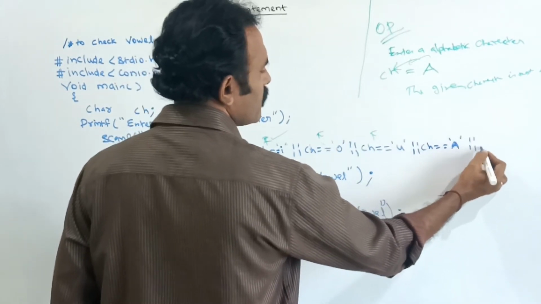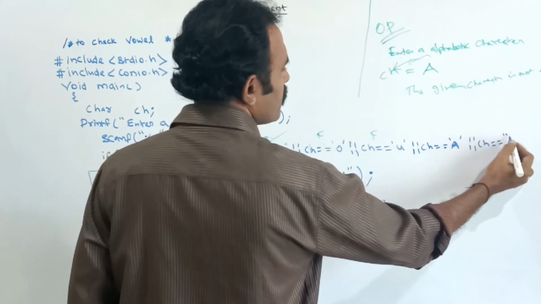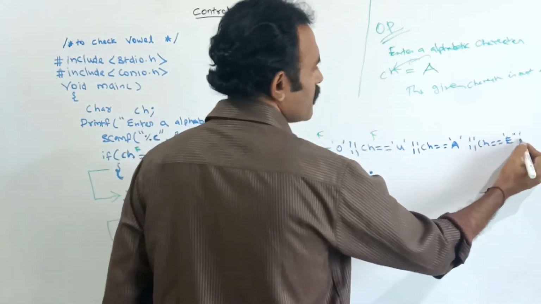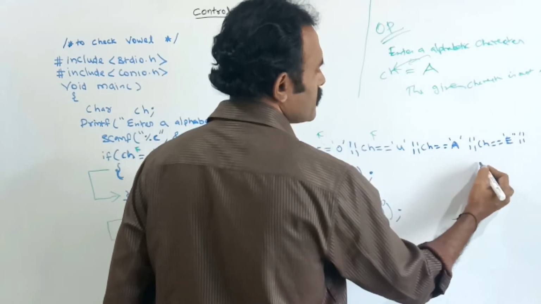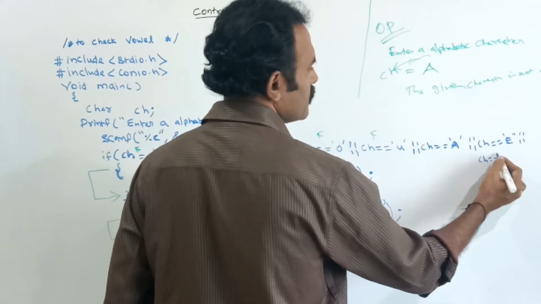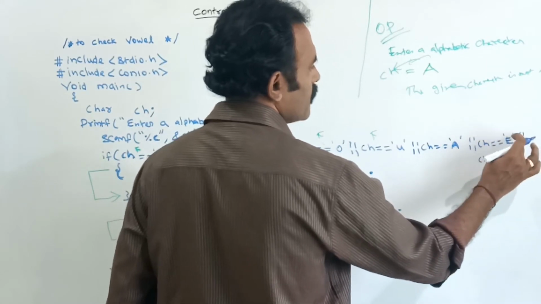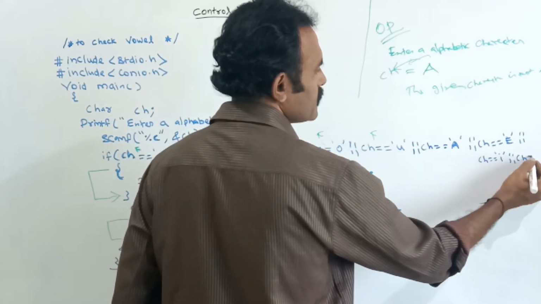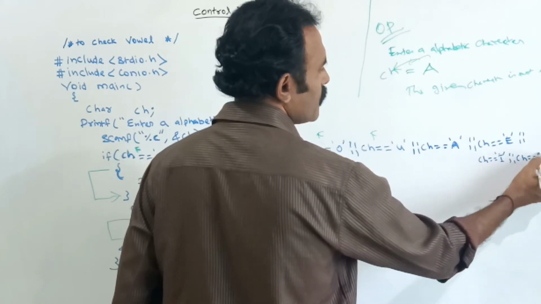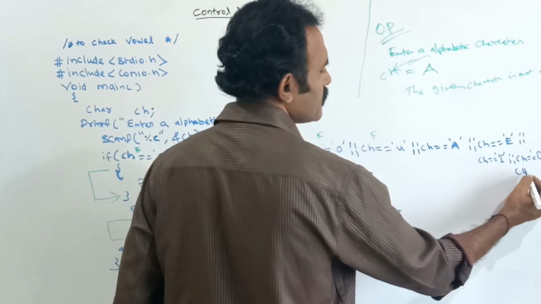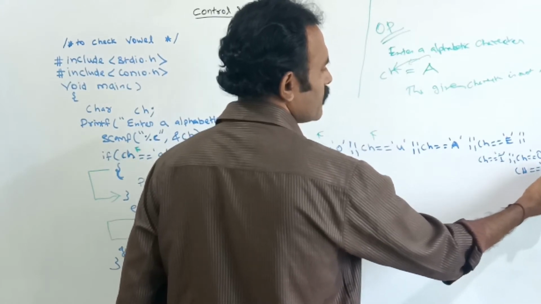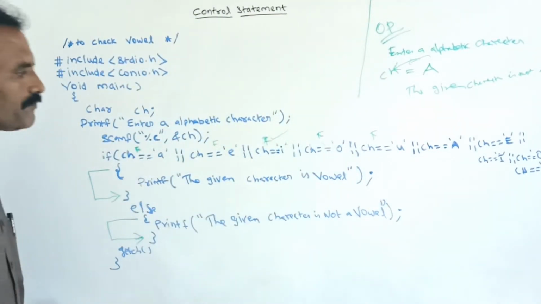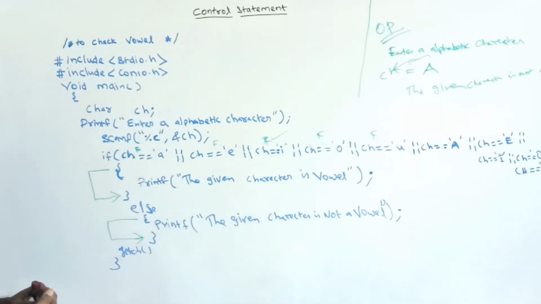Next, ch equal to capital E. Next, OR operator, ch is equal to capital I. Next, ch is equal to capital O, next ch double equal to capital U. In this way we can check completely. Next, let us see another example.